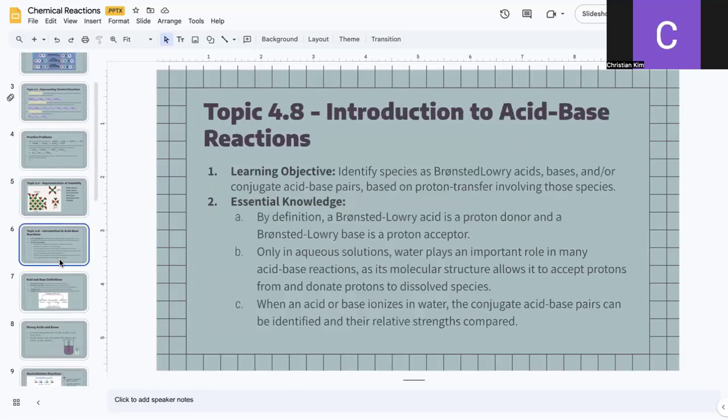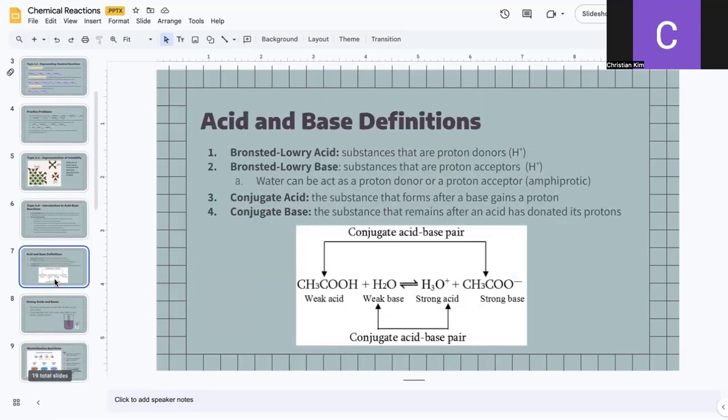All right. And then the very next topic is the introduction to acid-base reactions. For the acid-base definition, we're going to focus on the Bronsted-Lowry definitions. A Bronsted-Lowry acid is any substance that donates an H plus ion, while a Bronsted-Lowry base is anything that accepts an H plus. It's important to note that water can act as both a proton donor and a proton acceptor, and that's why we call it amphiprotic.